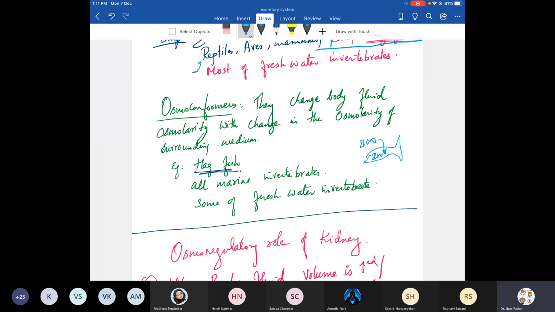Examples are hagfish, all marine invertebrates, and some freshwater vertebrates. Very, very important: hagfish is an example for MCQ.